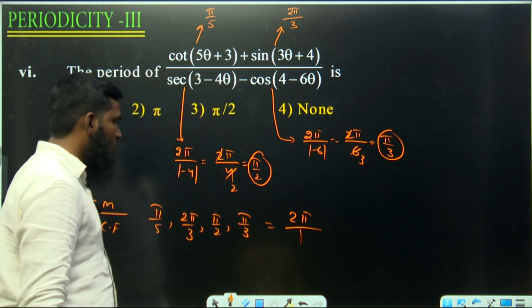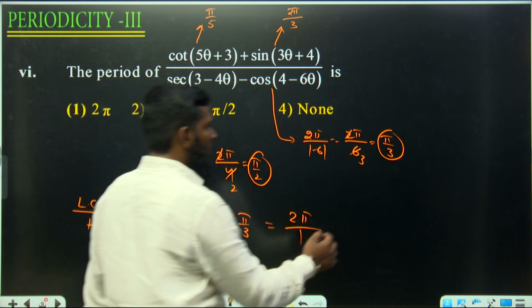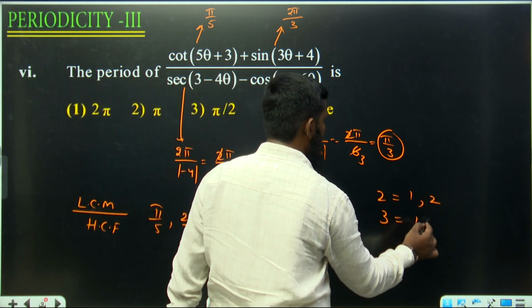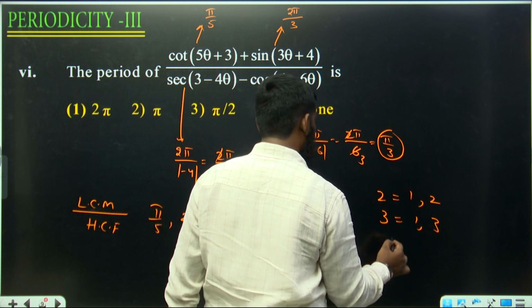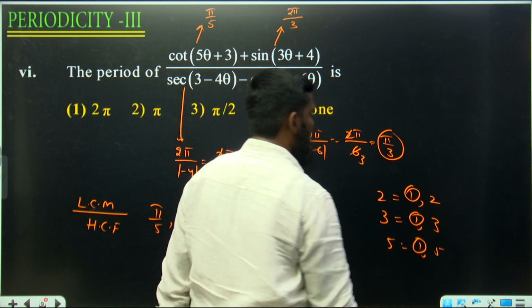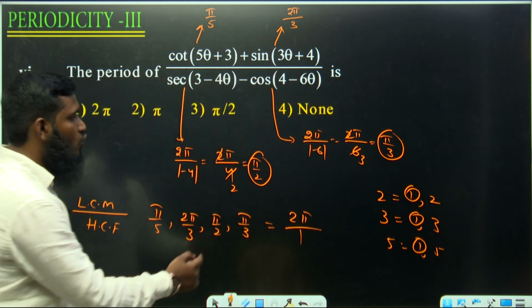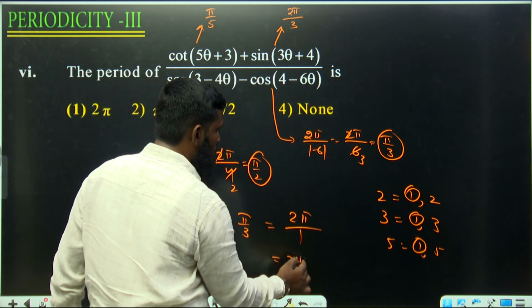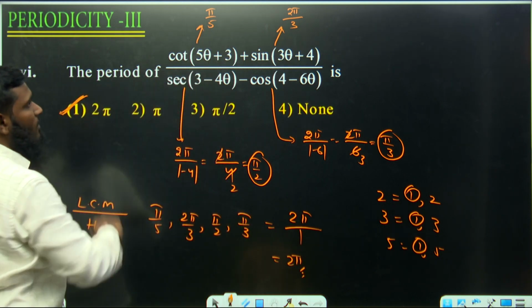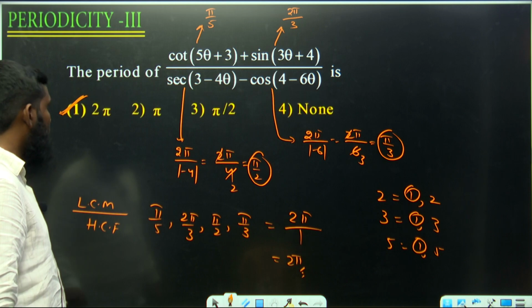We will get the answer as 1. Because for 2, the factors are 1 and 2. For 3, the factors are 1 and 3. Then 5, the factors are 1 and 5. What is the highest common factor? 1 itself. Okay. So 2 pi by 1 is 2 pi. So 2 pi means let us go with the first option. First option is correct.